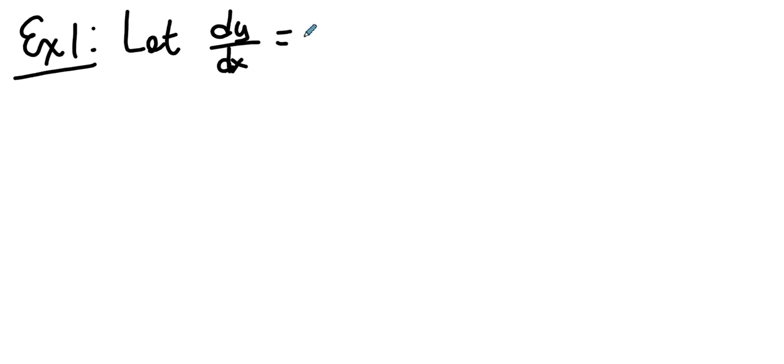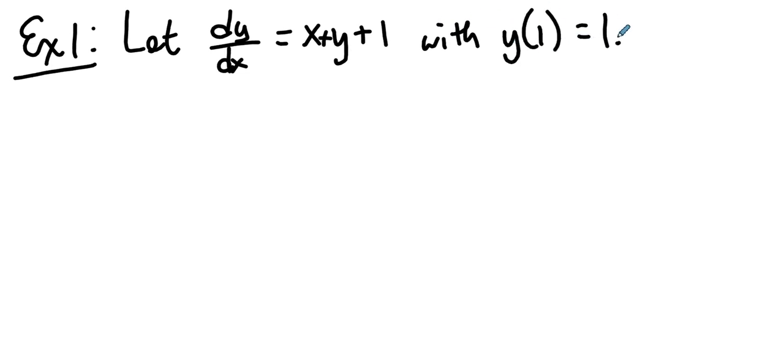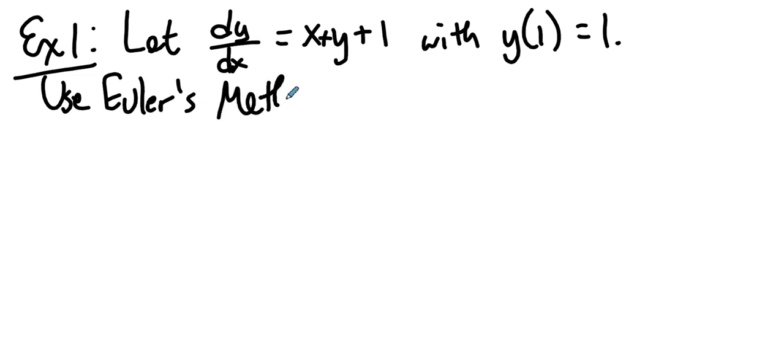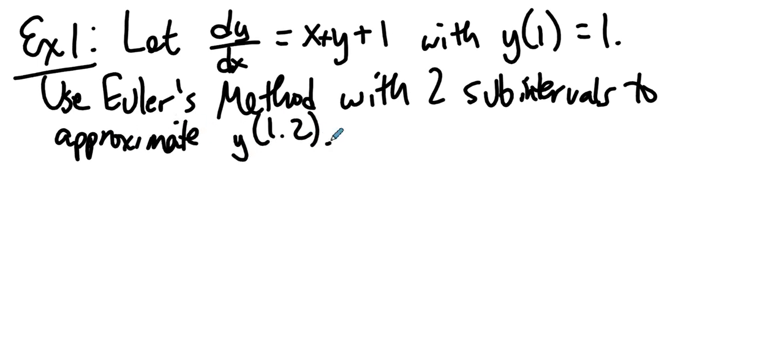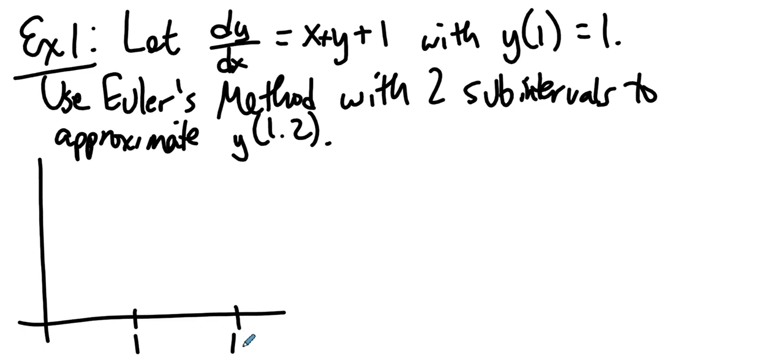We'll let dy/dx equal x plus y plus 1, and we'll say that y of 1 is 1. Let's use Euler's method with two subintervals to approximate the y value at x equals 1.2. So basically, what happens? Well, here's 1, and figure not drawn to scale, here's 1.2.